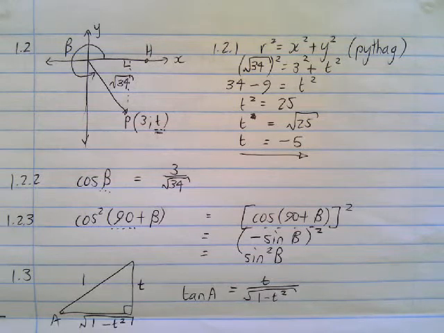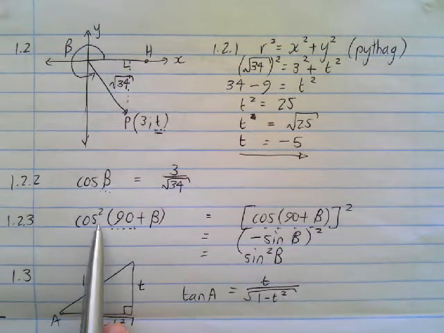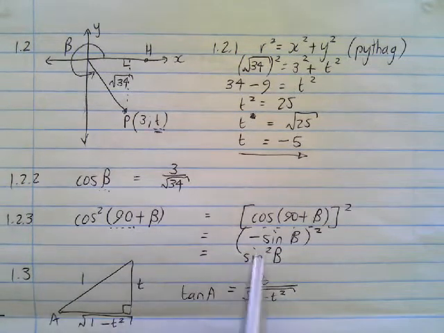Hey, grade 11s, just before we carry on with question 2 of the TRIG test that you wrote last week, I just want to correct something from question 1. I didn't quite finish. Question 1.2.3, we managed to simplify cos squared of 90 plus beta into sine squared beta.